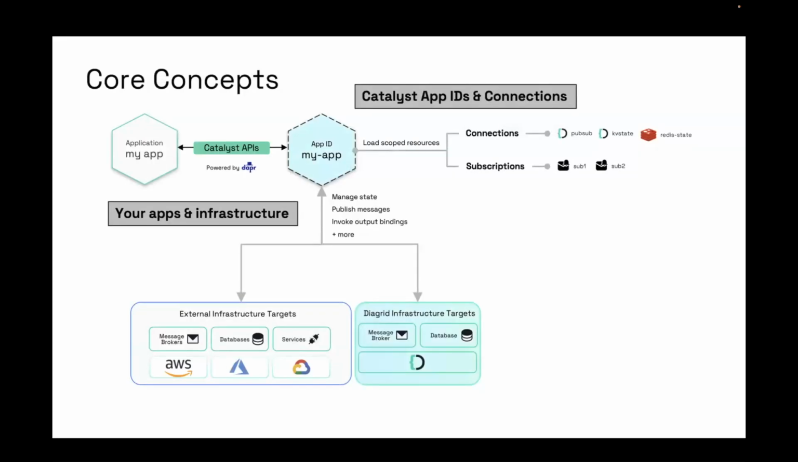Okay, so core concepts. We've covered these in the previous slides, but this really just puts it together in one succinct image. Your application's running externally and using the Catalyst APIs that are powered by Dapr to communicate to an application twin running inside of Catalyst. This application ID will do a couple of things. First and foremost, it's going to establish connections based on the connection resources that you have scoped to it. So for example, PubSub could be the connection for our Diagrid managed PubSub, KV State the connection to our Diagrid managed key value store.